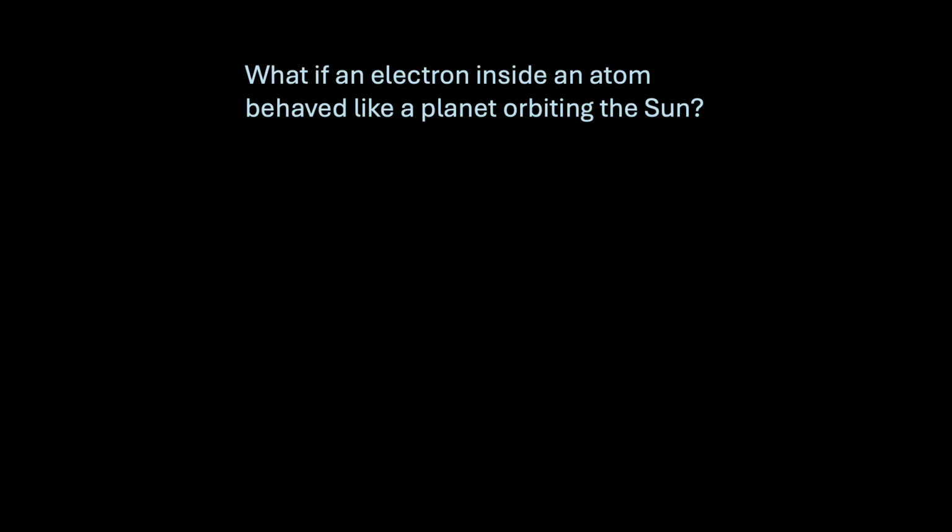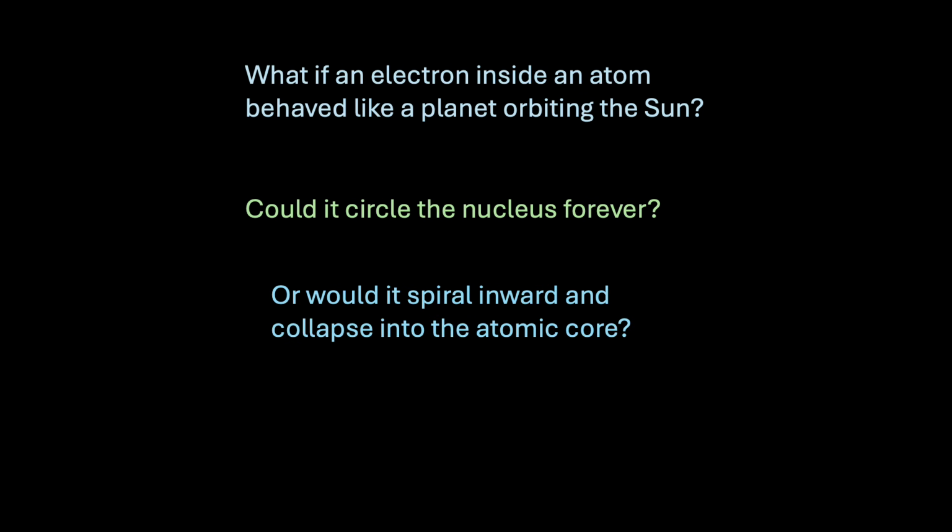What if an electron inside an atom behaved like a planet orbiting the Sun? Could it circle the nucleus forever, like Earth orbits the Sun? Or would it spiral inward and collapse into the atomic core?